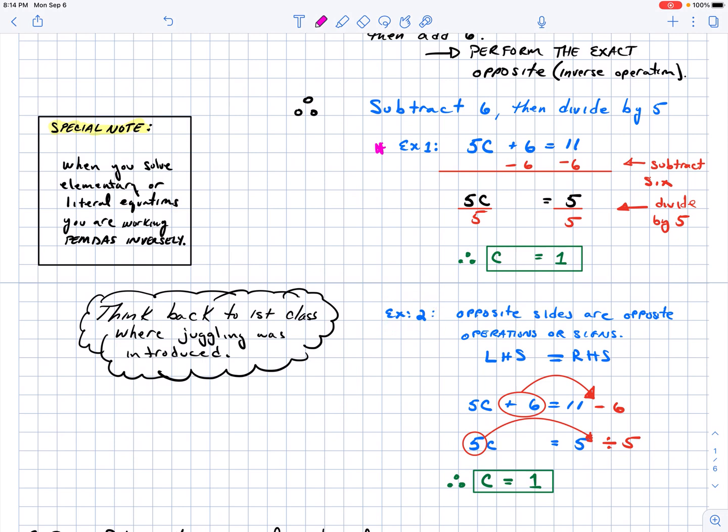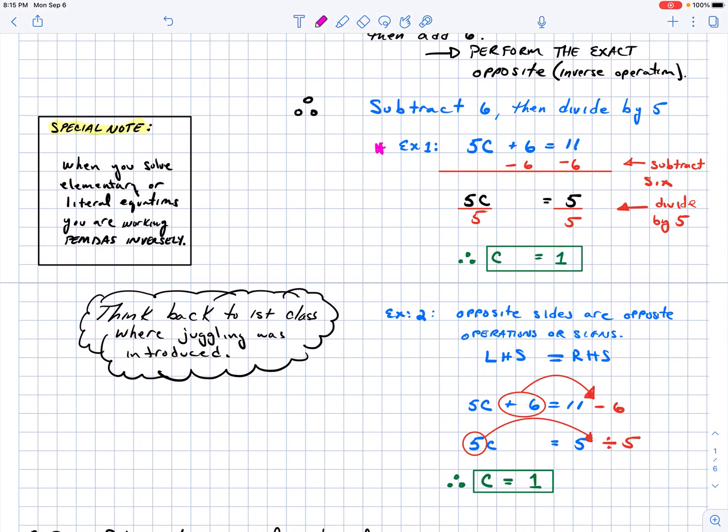So the way I look at example 2 is saying opposite sides are opposite operation or signs. So if the left-hand side equals the right-hand side, what must be positive on the left will be negative on the right. If it is negative on the left, what do you think it'll be on the right? Yeah, it's its inverse. It'll be positive. So all we did here was do what?